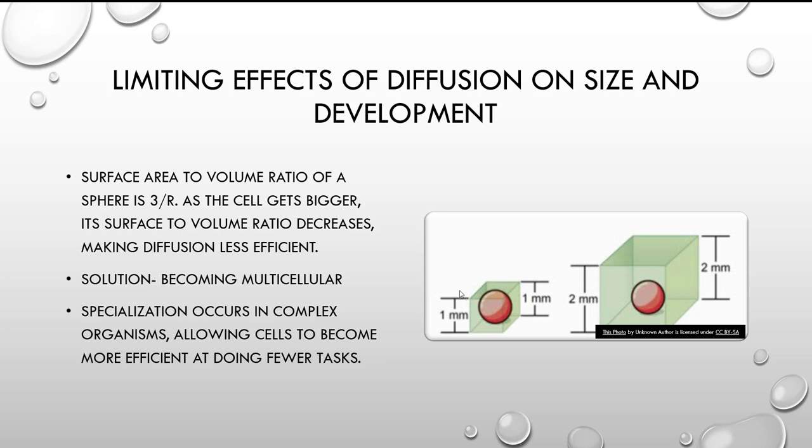So specialization occurs in complex organisms. Some cells have certain tasks that other cells don't, and vice versa. And so it allows cells to become more efficient at doing fewer tasks. For example, the cells on our skin have a different task than the cells in our lungs, and the cells in our brains, and the cells that line our heart, and so forth. So each cell has a different task, and so specialization occurs.